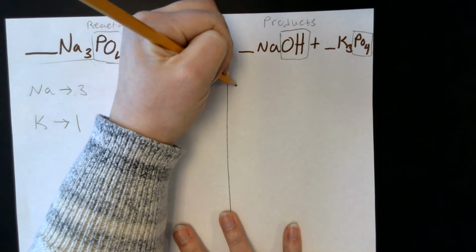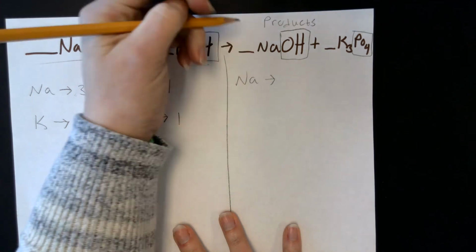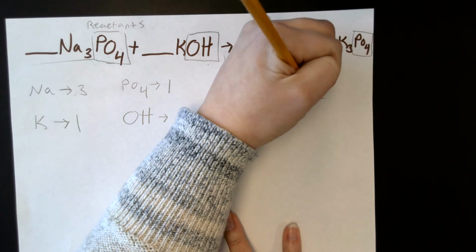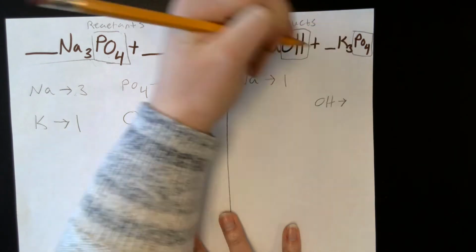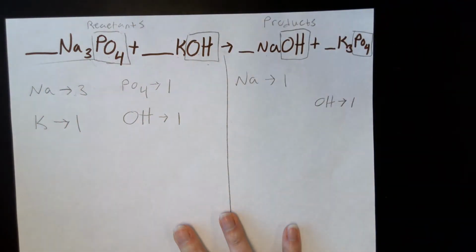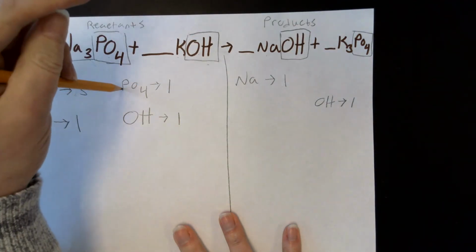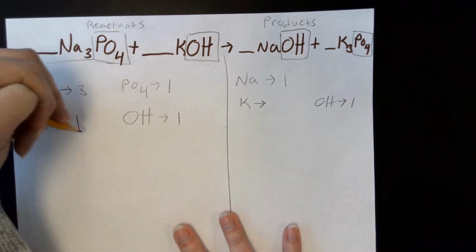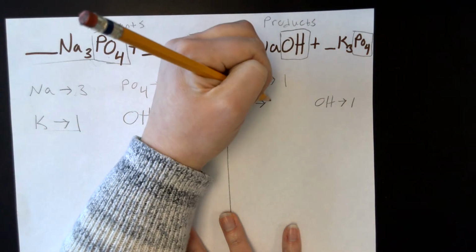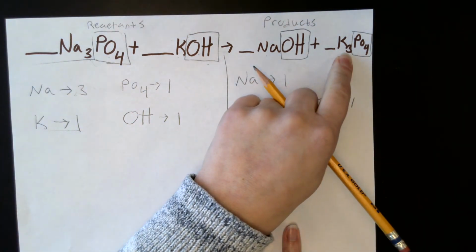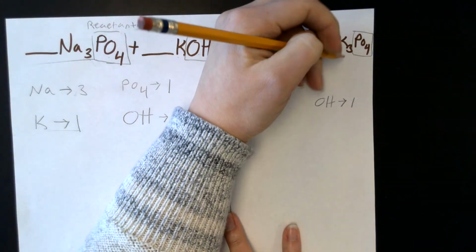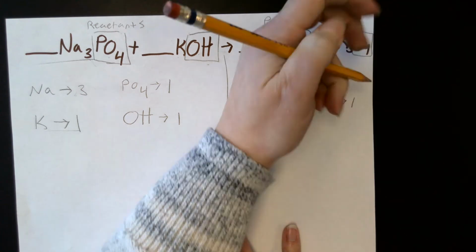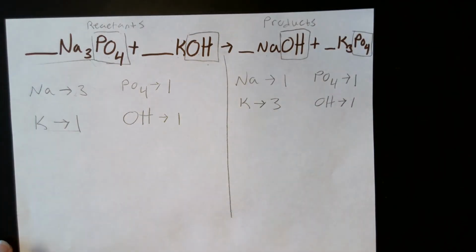On this side, we have one sodium. We have hydroxide, which is only one. We have potassium again, which looks like there's 3 of those. And with phosphate, there looks like there's one of those again. Okay.